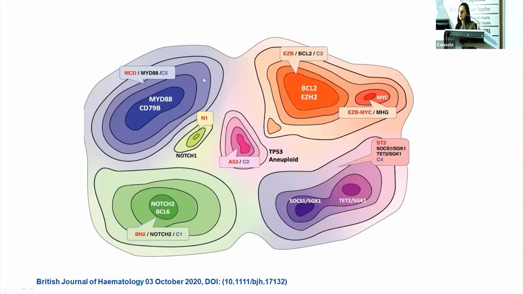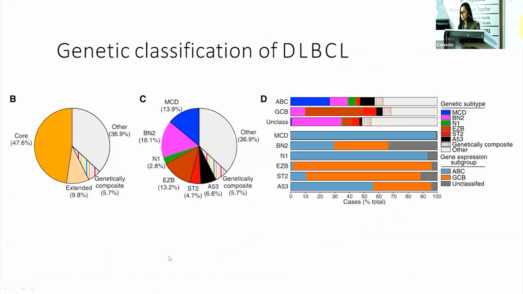So there was this group, which is the MCD group, which had MYD88 or CD79B mutations. Then there was this EZB group. Then there was this BN2 group, and these were named by different names, like BN2 was named the NOTCH2 group or the C1 category by different groups. But they all had the same thing. So if you look at them carefully, in this genetic classification the commonest group is your BN2 group, and then there is the MCD group, and then the EZB group, and the rarer ones are A53, ST2, and N1.